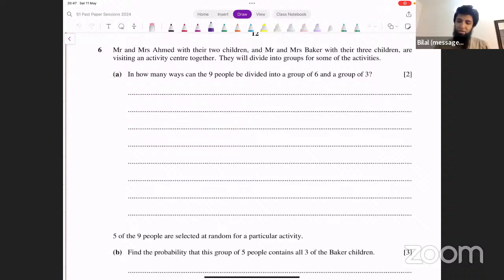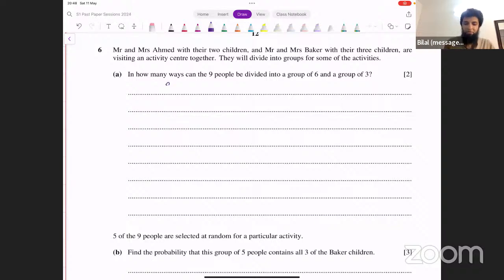Let's move on to the next one now. Question number 5, we're done with. Now, the next one that you're asking about from this paper is question number 6. Let's have a look at this now. Mr. and Mrs. Emmett with their 2 children and Mr. and Mrs. Baker with their 3 children are visiting an activity center together. They will divide into groups for some of the activities. In how many ways can the 9 people be divided into a group of 6 and a group of 3? Now, we have 9 people in total. We want to make a group of 6 and a group of 3.